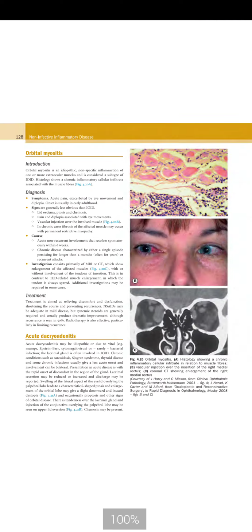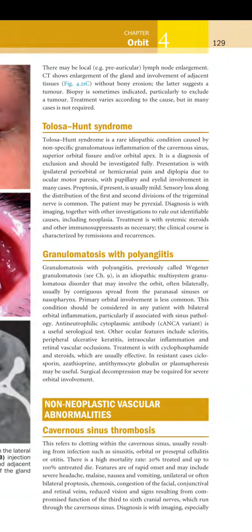Chemosis may be present. There may be local, for example pre-auricular, lymph node enlargement. CT scan shows enlargement of the gland and involvement of the adjacent tissue without bony erosion. If there is bony erosion or a bony deformity with the lacrimal gland inflammation, you can suspect a tumor, but in the case of adenitis, there will be no bony erosion. The latter suggests a tumor.